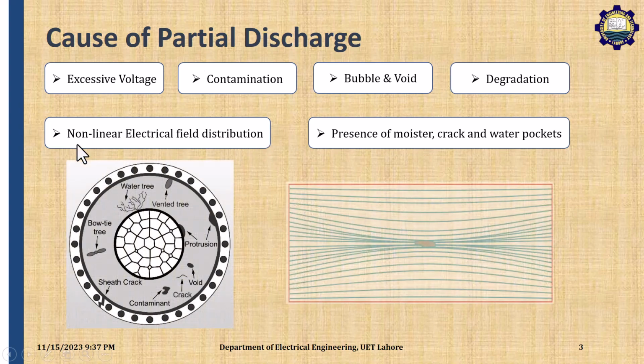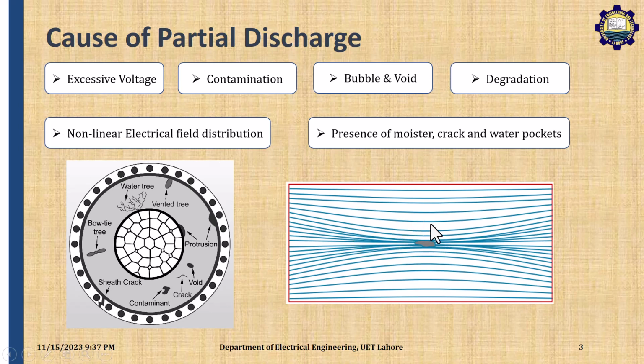Here we can say this is a non-linear distribution of the electrical field. Actually this is linear, which is equally distributed, but here the electric field is non-linear. As we know, where the field lines are closer, the electric intensity will be greater, so that will cause a partial discharge, or we can say it partially bridges the insulation. And lastly, the presence of moisture, cracks, and water pockets. So these are the causes of partial discharge that occur in the insulation.